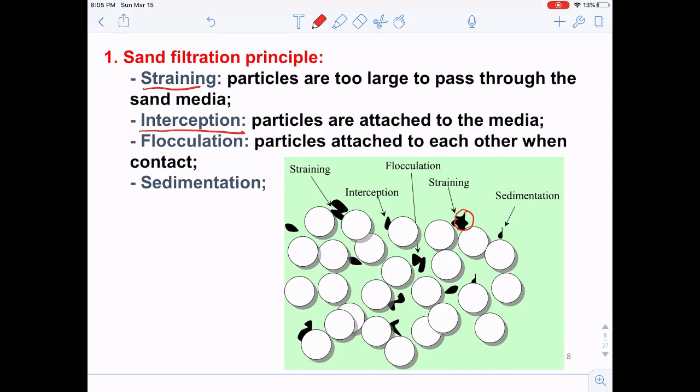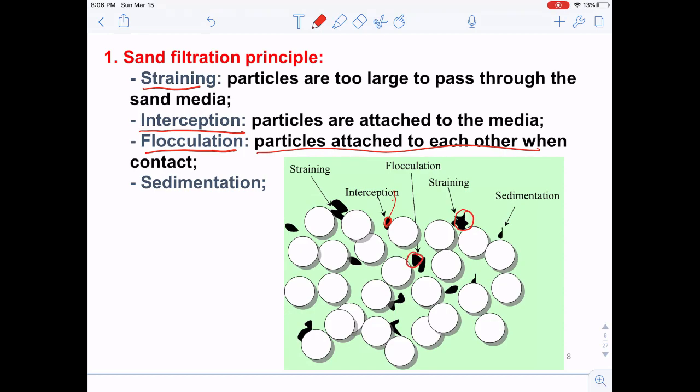There can also be interception. Interception means that there are smaller particles, but they get attached onto the surface of the sand particles. While they are being transported in water, the surface of the sand particle and the surface of these particles will interact with each other, and then the particle will get attached onto the medium. There can also be flocculation, which is basically the same idea as coagulation and flocculation. The particles will get attached onto each other.